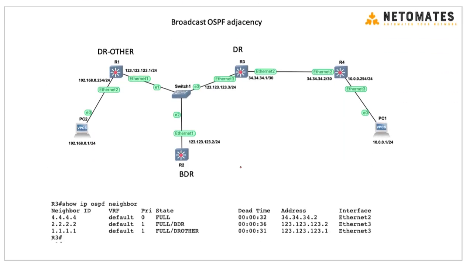So let's go and check it from R3. When you check from R3, BDR should be R2, okay, that's correct, and DR other should be R1, that's correct. And if you see for R4, you don't see any status because I have configured it as a point to point link.